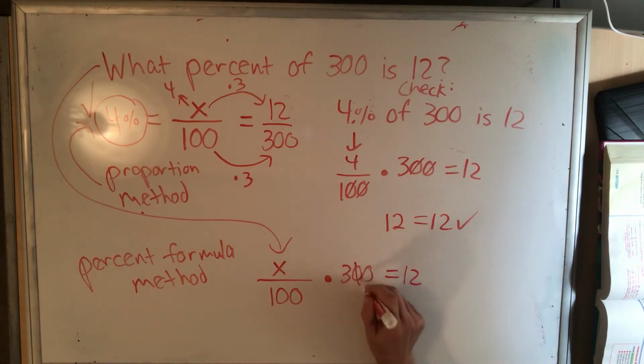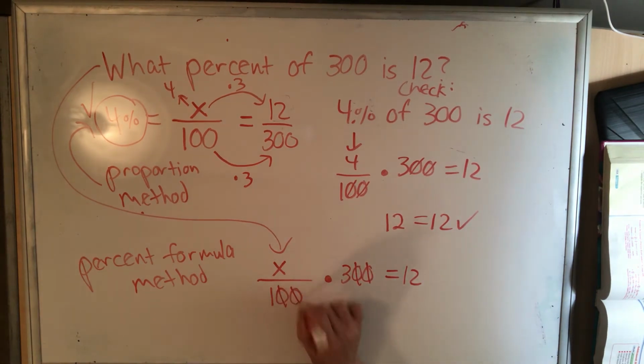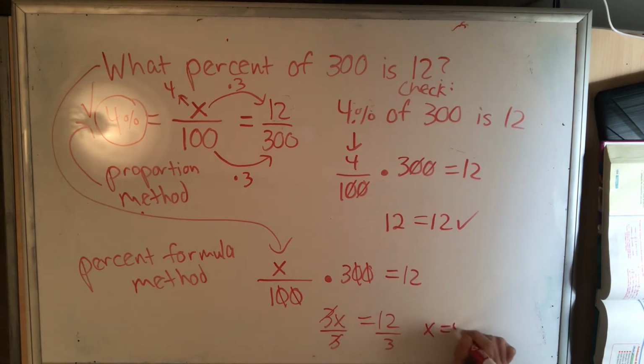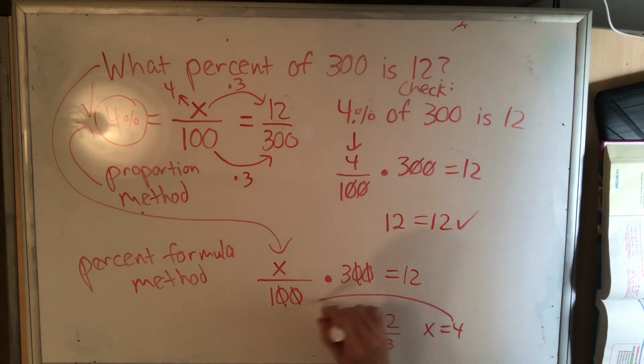We cancel out 2 zeros on top with 2 zeros on the bottom since we're multiplying. All right, so x times 3 is 3x, and 3x divided by 1 is just 3x. 3 times 4 is 12, so x equals 4. Or you can divide each side by 3 using a fraction line to indicate division. The 3's cancel out, 12 divided by 3 is 4, so x equals 4. So now we have 4 over 100, which is 4%.